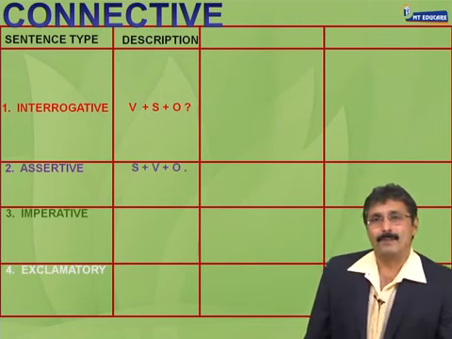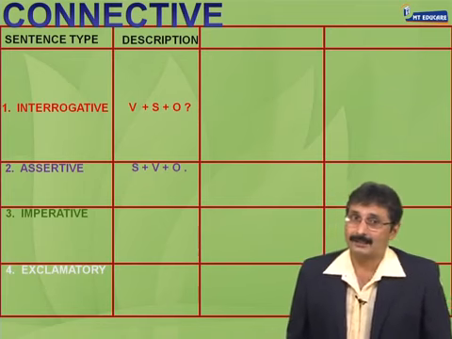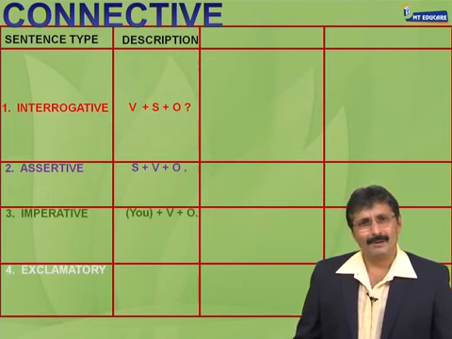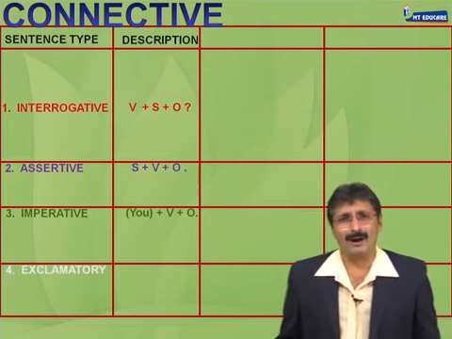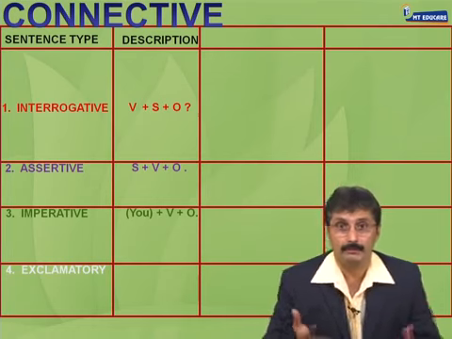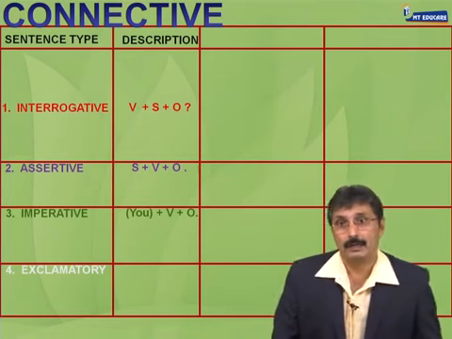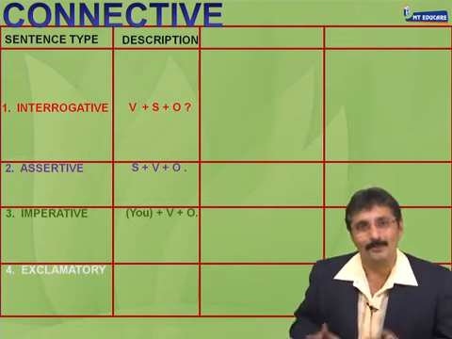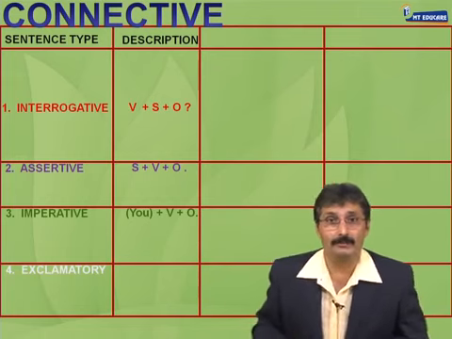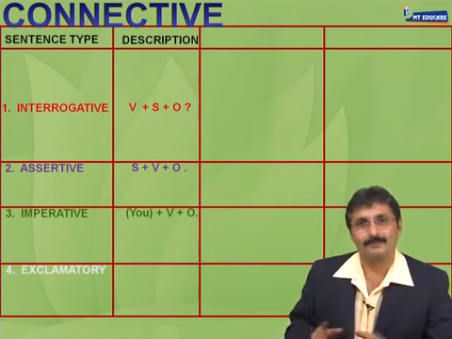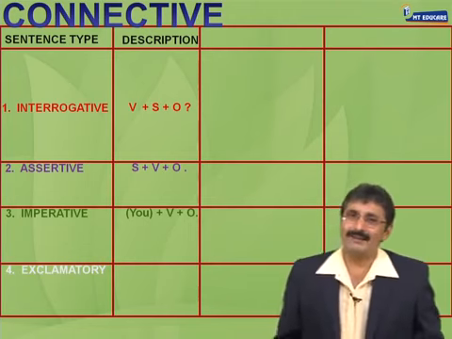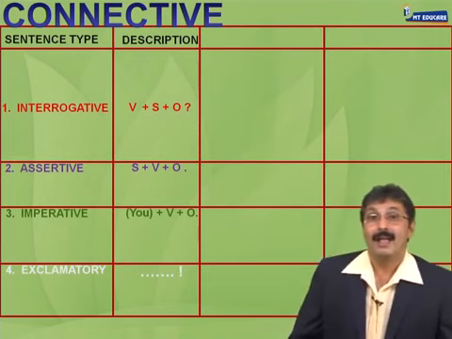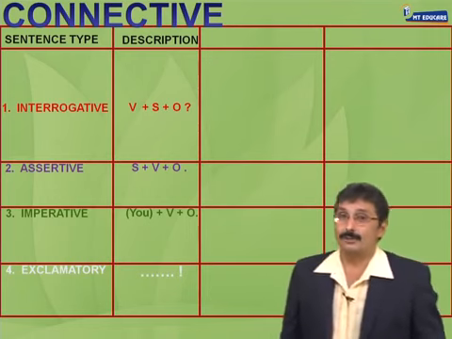Interrogative is verb plus subject plus object question mark. Assertive is subject plus verb plus object full stop. Imperative, simple. Subject you छुपा हुआ. Kill Behram. Don't do it. I'm speaking here, right? If you say kill Behram, it is actually you kill Behram. Subject you छुपा हुआ. Don't injure him. You don't injure him. Subject you छुपा हुआ. And finally, an exclamatory sentence is a sentence that expresses a strong feeling or emotion and obviously ends in an exclamation mark, as you can see.